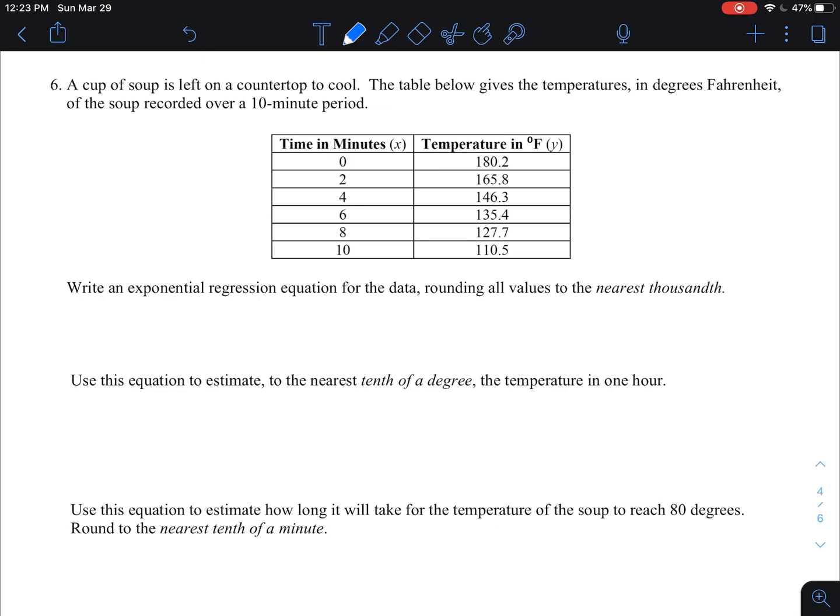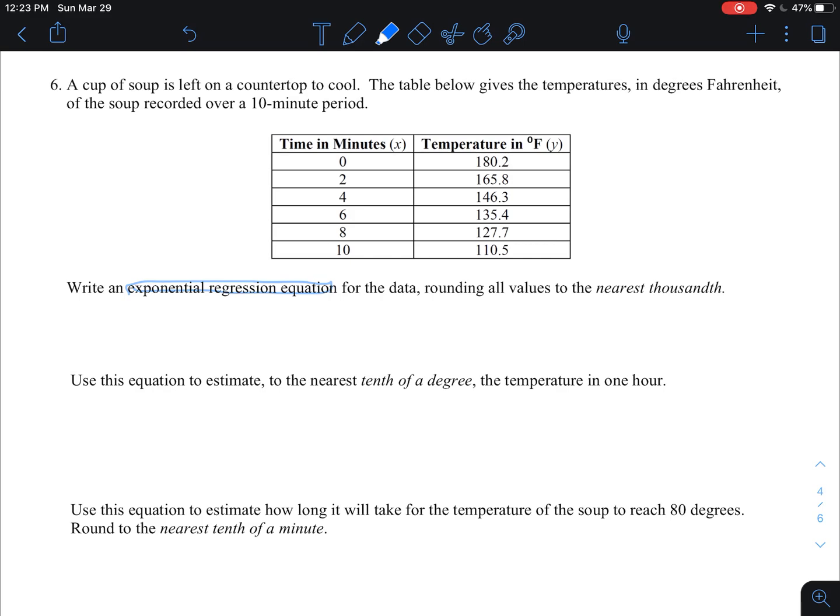So for question 6, if everyone could get out their calculator, we're looking at a question about a cup of soup that's being left out on a countertop to cool. Time in minutes is X, and the temperature in degrees Fahrenheit over the time is Y. Over 10-minute periods, they're giving me from 0 minutes to 10 minutes. They want me to write an exponential regression equation for this data.